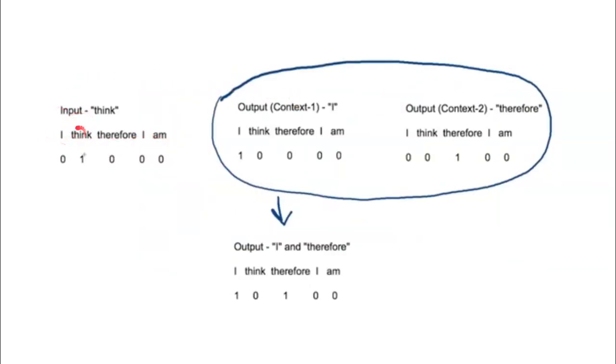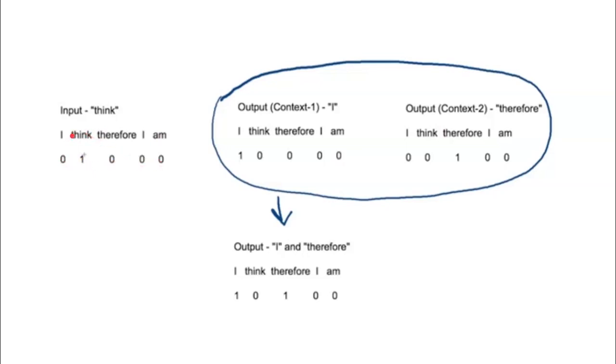If I take the word "think", then I want my output to be "I" and "therefore", because these are the two nearest neighbors, right? These are the contextual words where this word "think" appears. When I pass this as an input, the one hot encoded vector will look like this, because I want all the other entries to be 0 and only this word "think" should be 1. So it will be 0, 1, 0, 0, 0.